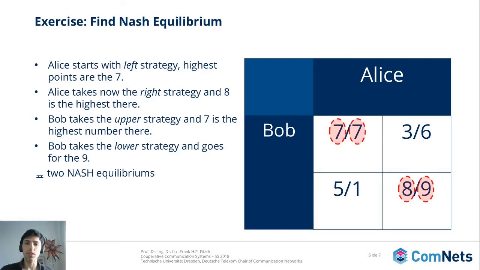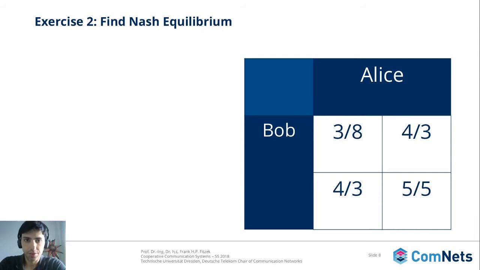Good. Then let's go to the second exercise about finding the Nash equilibrium. Then we have here Bob and Alice again with a similar table. So let's start analyzing it. If we go to the left side of the table, we have Alice. With this strategy, the best case scenario would be either 3 or 4, so we choose 4, of course, the highest number. And then if she goes to the right side, she can choose between 4 and 5. The best case would be 5.